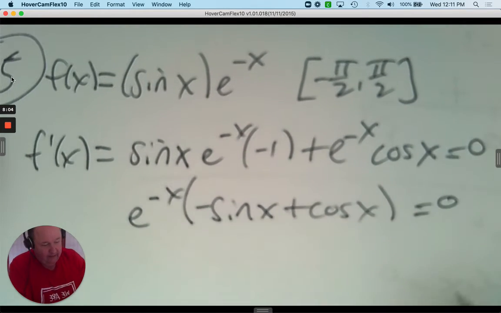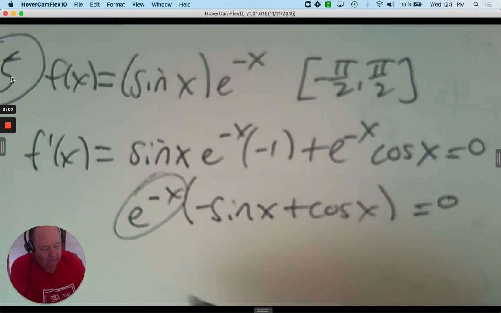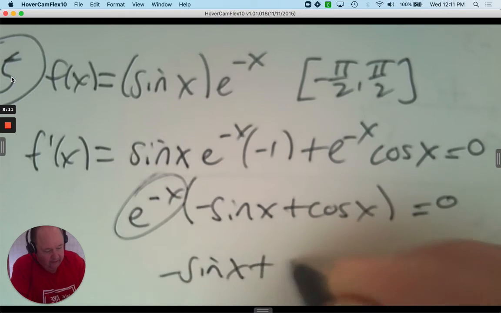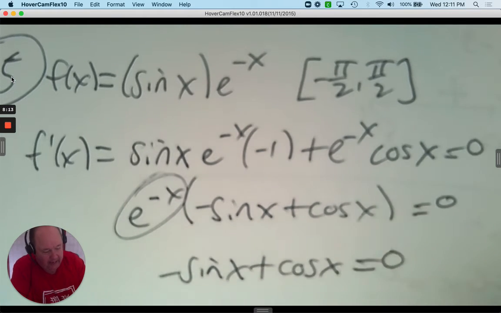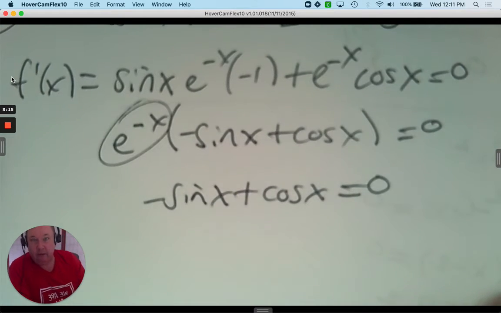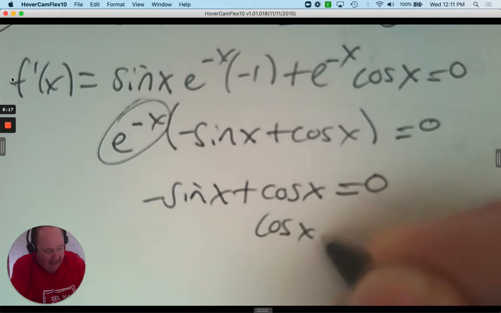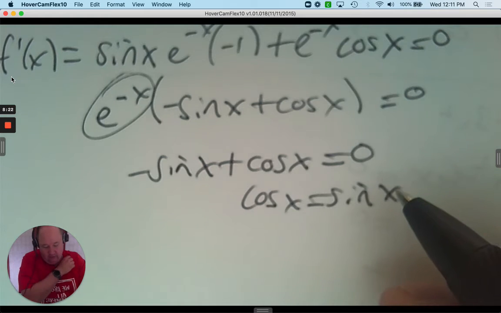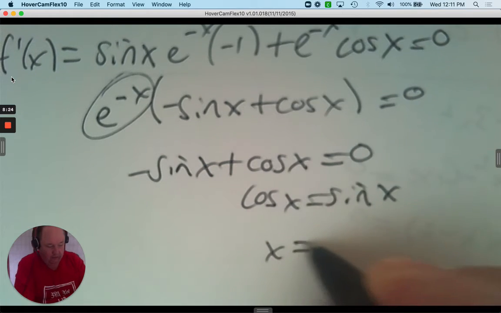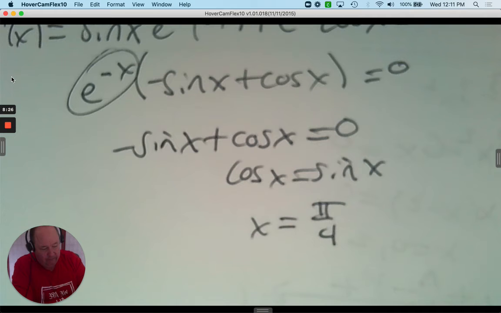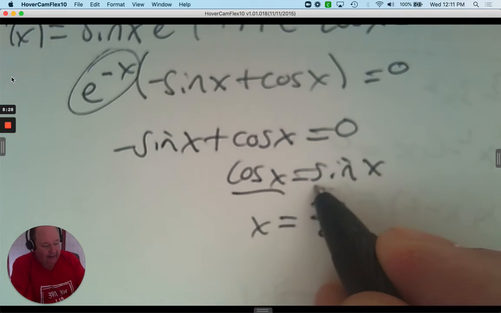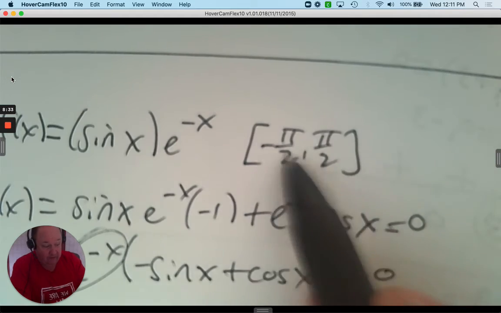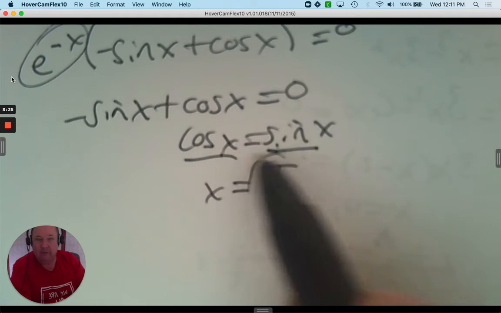Now, e to the negative x can never be 0. It's always a positive value. So only negative sine x plus cosine x will give me any critical numbers. So if I add sine x to both sides, at what angle do sine and cosine equal each other between negative pi over 2 and pi over 2? That happens at a 45-degree angle, which is pi over 4. That's the only angle in my restriction where cosine equals sine.